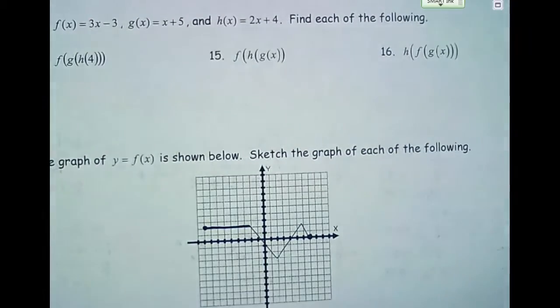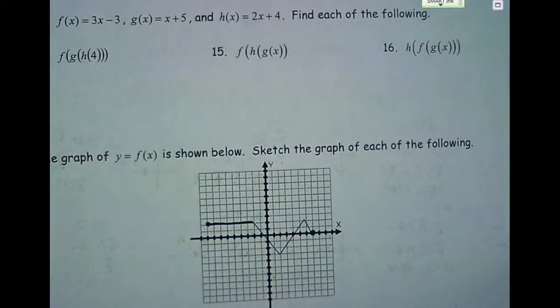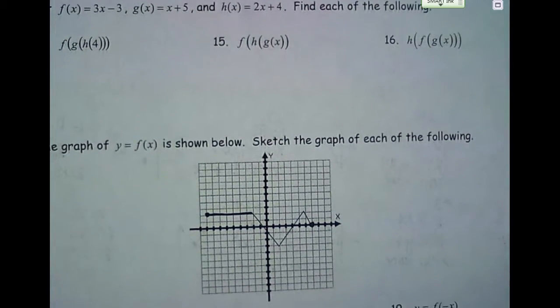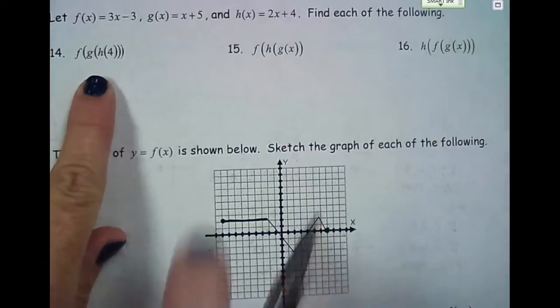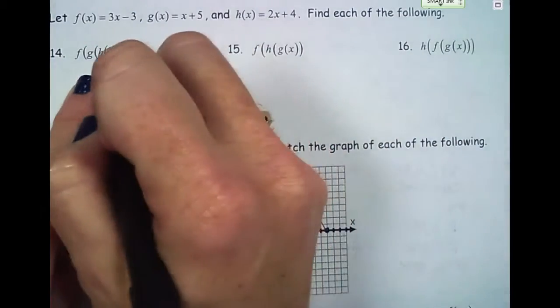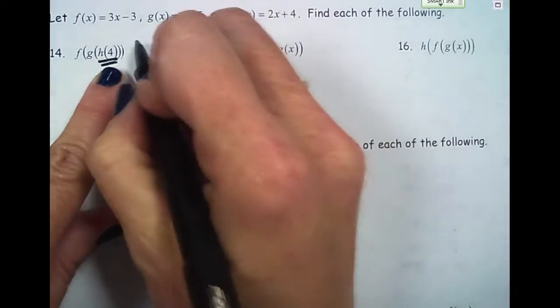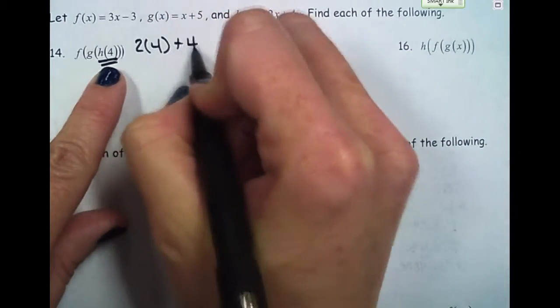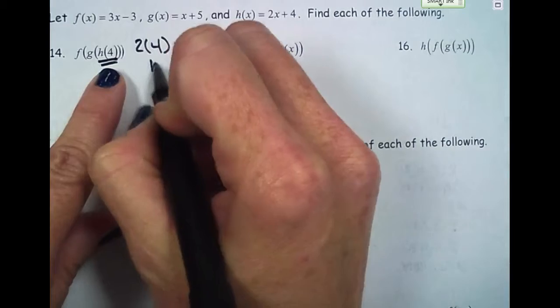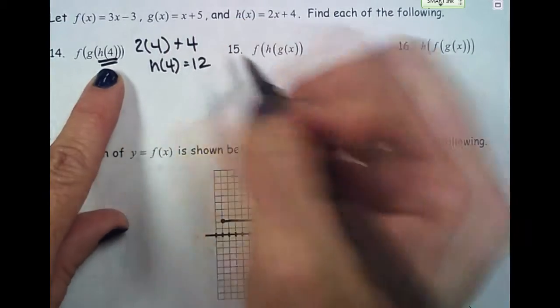Let's go to the back. Okay, I think for time reasons, I'm going to do this problem, and then I'm going to skip these two. This means find h of 4. So go to h and plug in a 4 for here. 2 times 4 plus 4 would be 12. So h of 4 gave us 12.